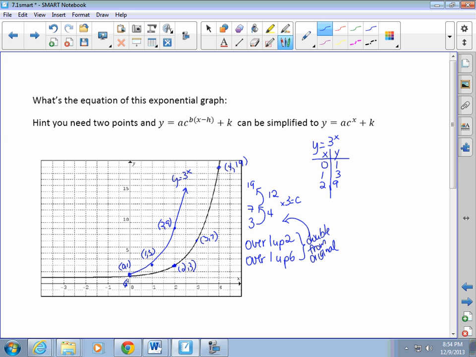So that means in order for that to double, your A has to be a 2. This is the base graph. From the base graph to the transform graph, we doubled those up values. Instead of going up 2, it was up 4. Instead of going up 6, it was up 12. And it would continue.